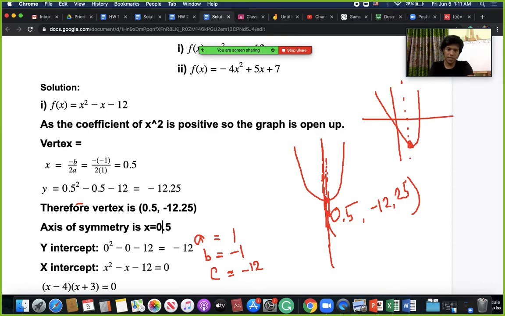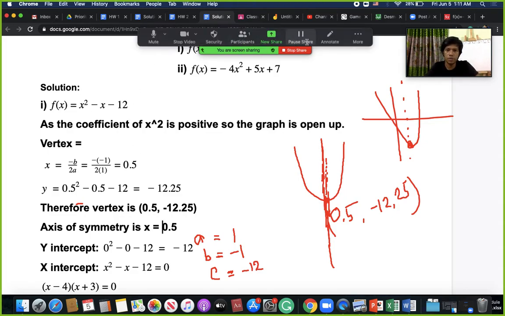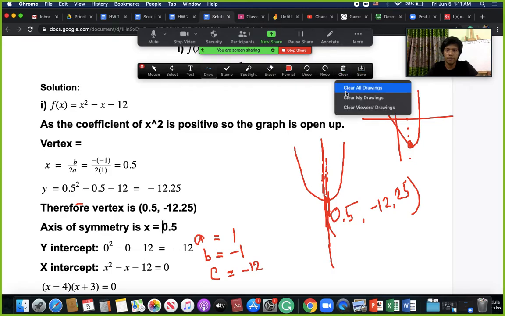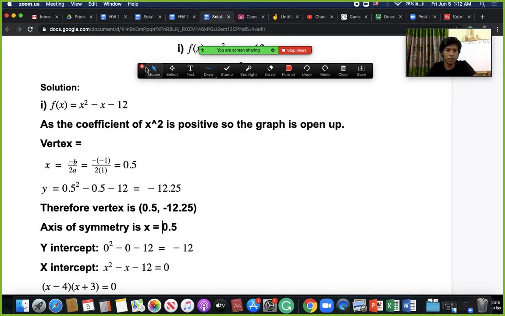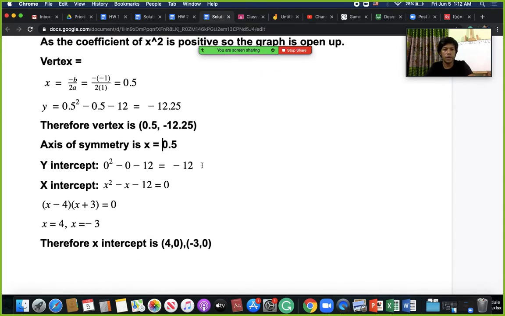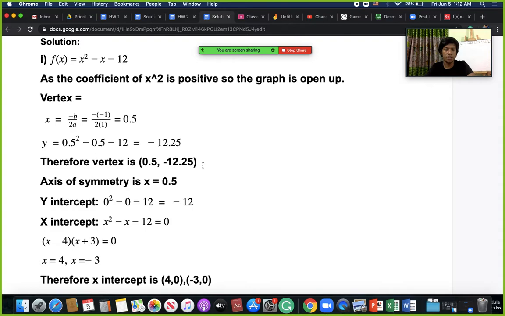Sorry. So once you get the vertex, you can get the axis of symmetry. Anyway, we got the axis of symmetry. Then the next value is x-intercept and y-intercept. Finding the y-intercept is super easy.